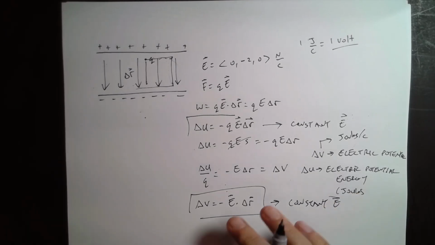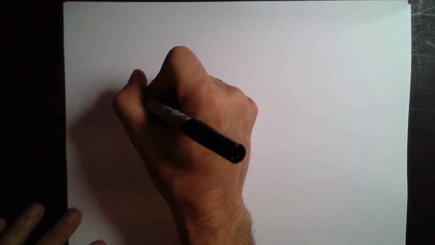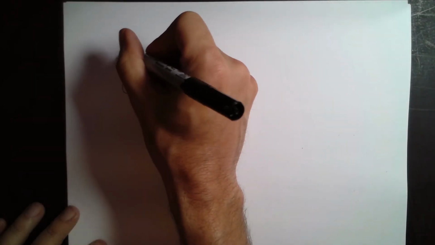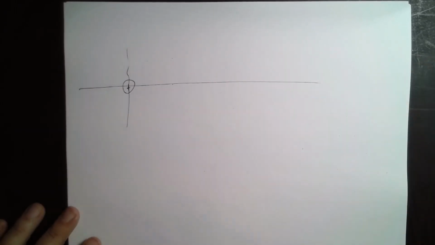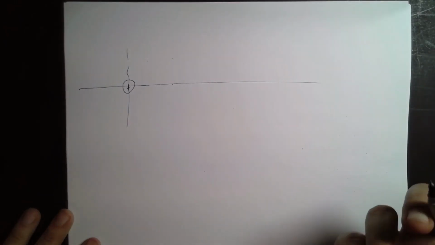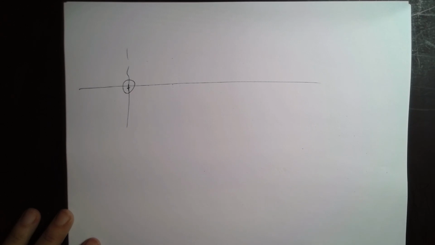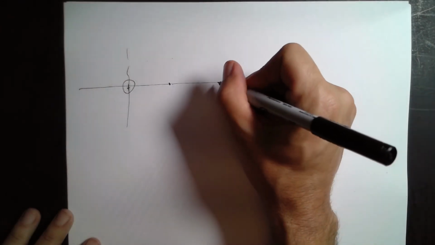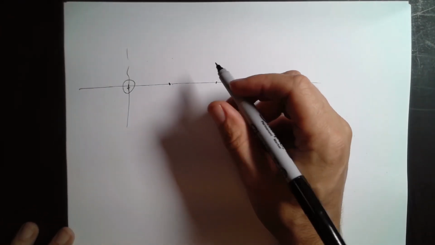Okay, now what about a point charge? So we did the electric field due to a point charge. Let's say that I have a point charge right here, and it's at the origin. Now if I wanted to find the change in potential going from this point here to that point there, it's not so easy, right?